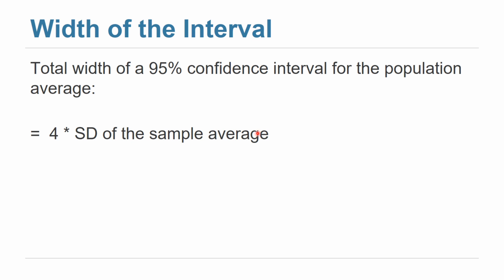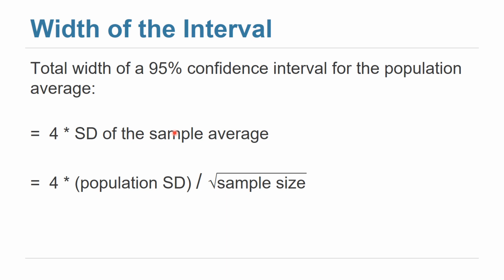Now, as we said, the width of the 95% confidence interval will be 4 times the standard deviation of the sample average. Why 4? Because it's 2 from both sides. Now, the standard deviation of the sample average, as we saw last time in the previous lecture, is the population standard deviation divided by the square root of the sample size. So we can say that the total width of the 95% confidence interval is equal to 4 times the population standard deviation divided by the square root of the sample size.